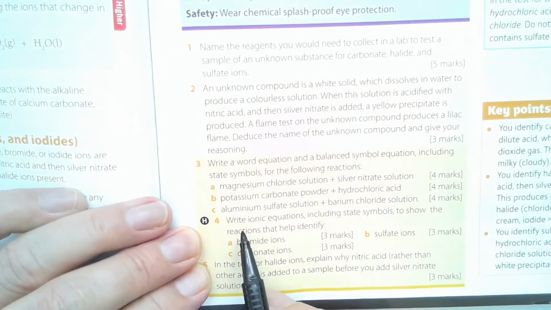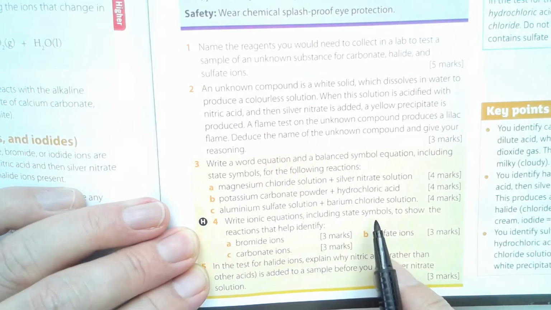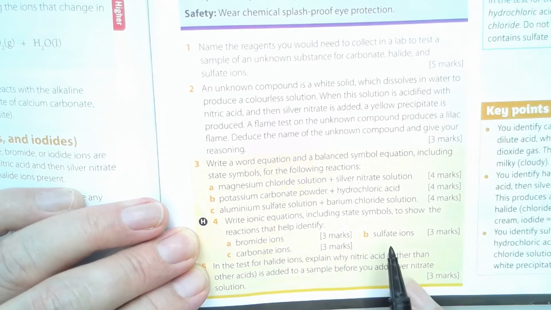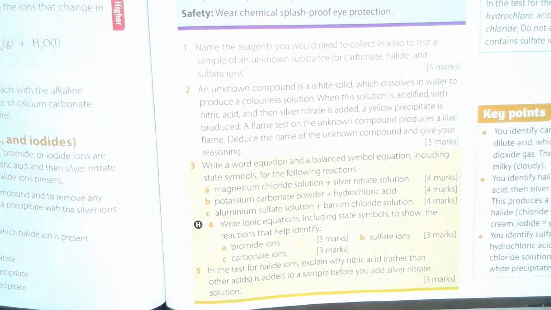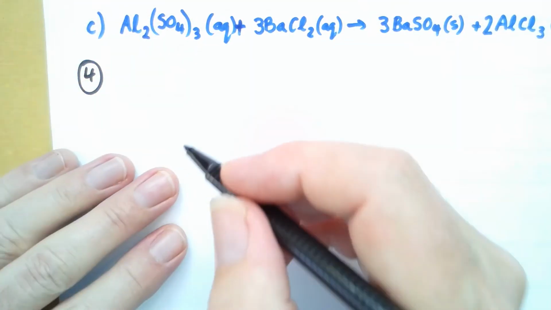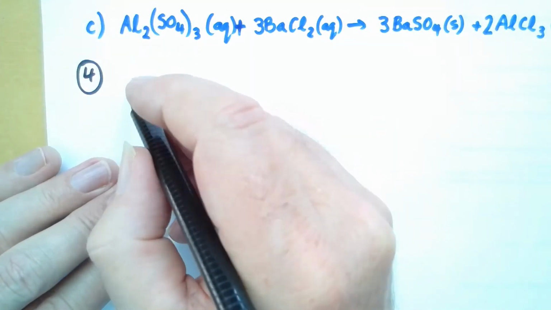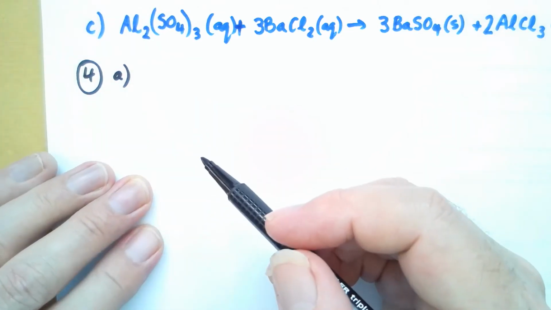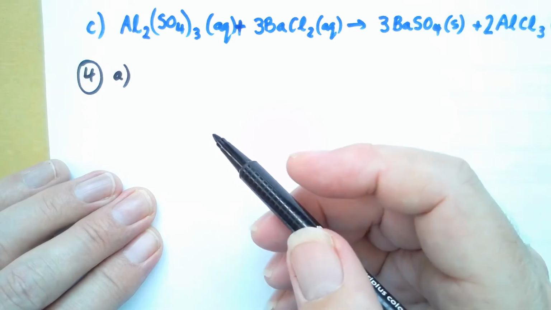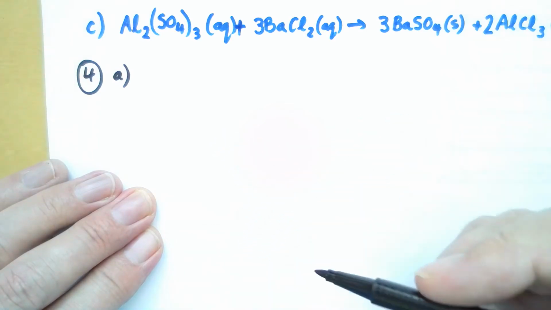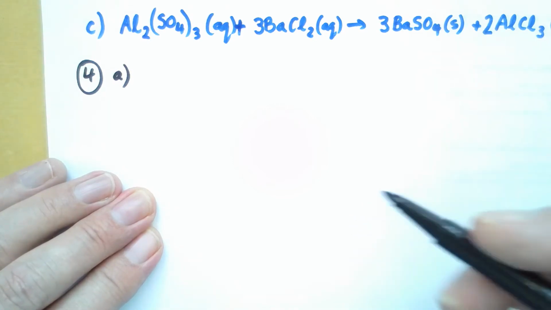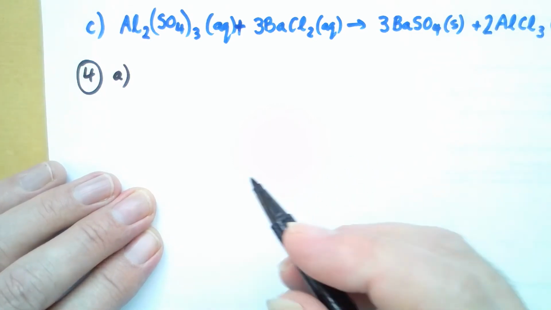So here we're on question 4. Write ionic equations including state symbols to show the reactions that help identify bromide ions, sulfate ions and carbonate ions. So in 4a, the reaction that will identify bromide ions is to add some silver nitrate and get that creamy coloured precipitate of silver bromide.